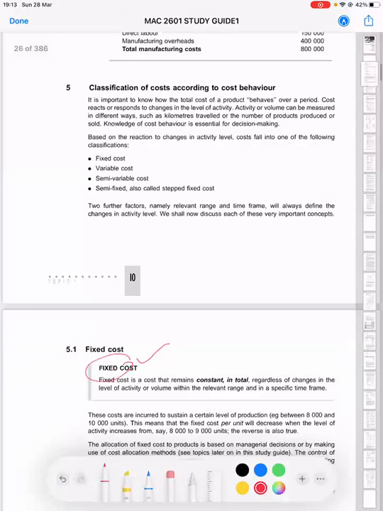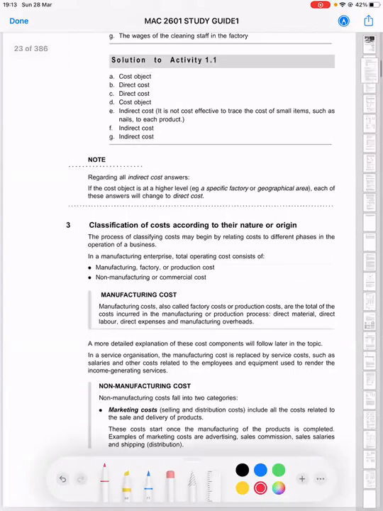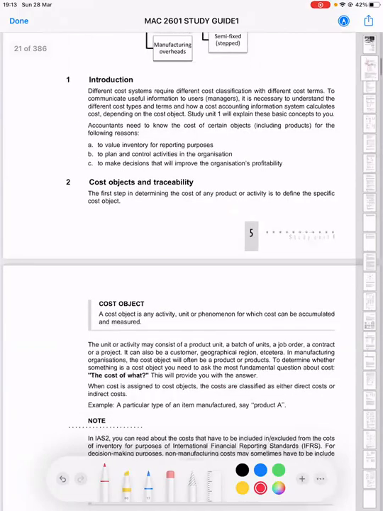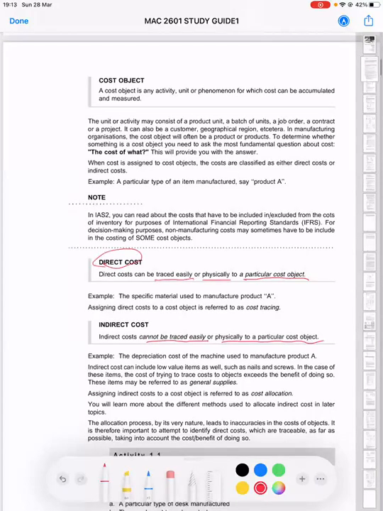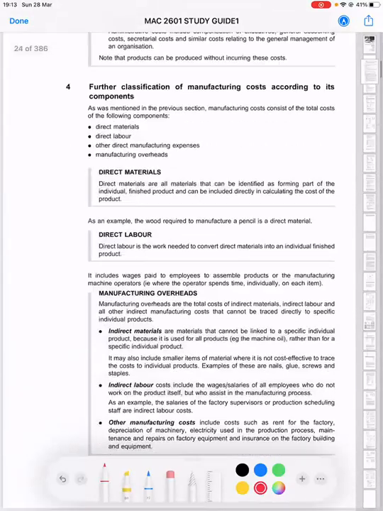Now, having said that, good people, you see that this module is about costs. I keep grinding you on cost, cost, cost, and cost. The module is about costs. Now, let's say one wants to know what is a direct cost. A direct cost can be traced easily or physically to a particular cost object. An indirect cost cannot be traced easily or physically to a particular cost object. So those are some of the things that you might need to go through.